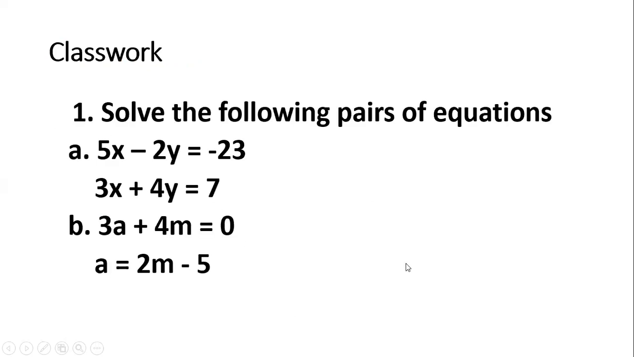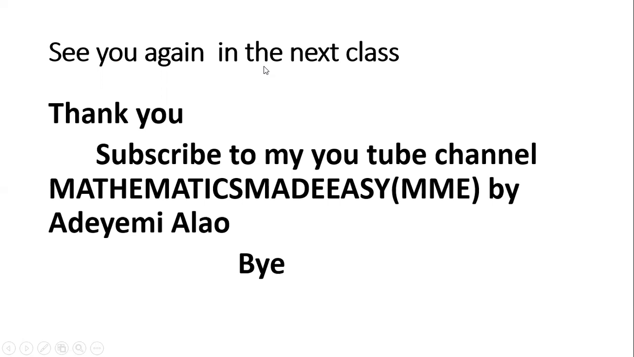So you have this as your classwork. Solve the following pair of equations. 5x minus 2y equals minus 23, 3x plus 4y equals 7. For E, we have 3a plus 4m equals 0, then a equals 2m minus 5. So that makes it easy for us.